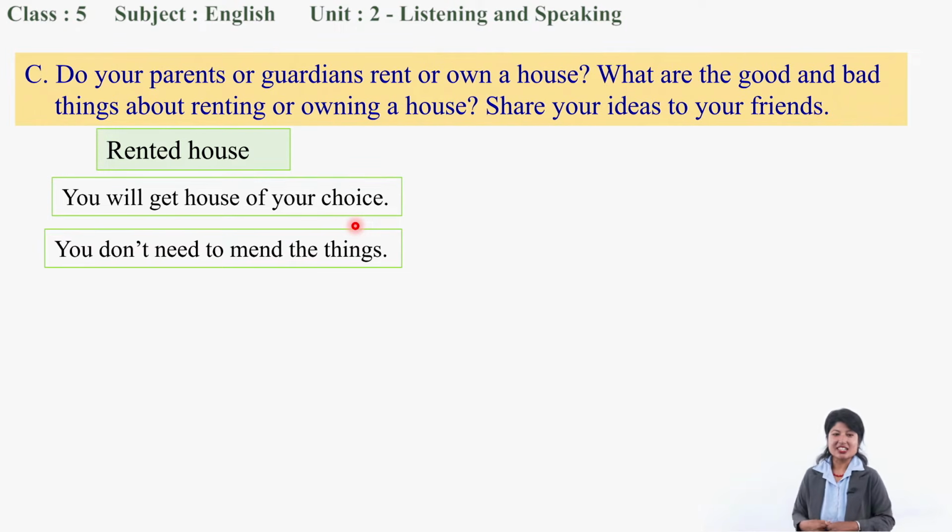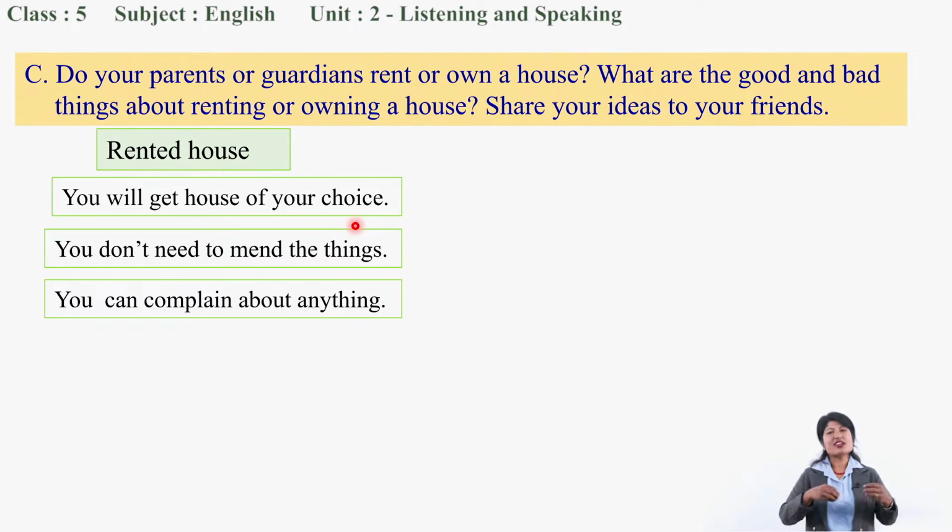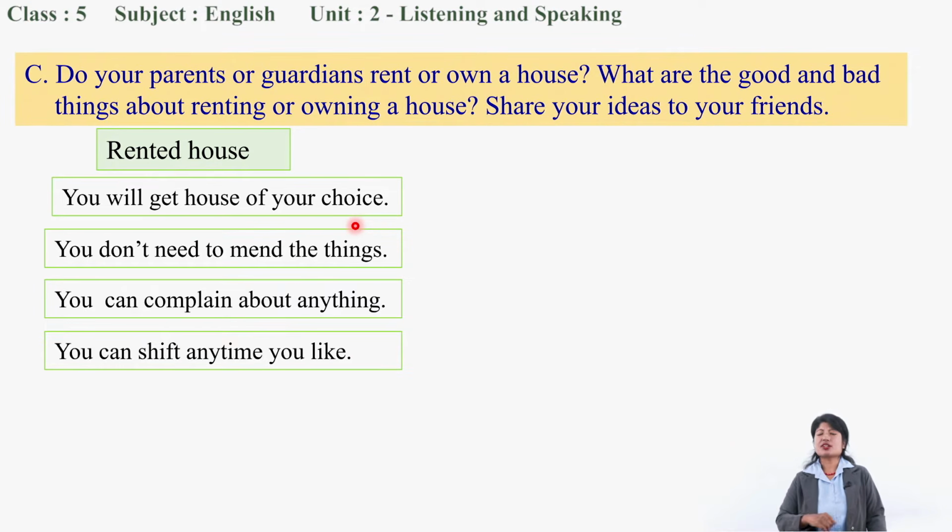That's the good point. And the next one is, you can complain about anything. Not anything, I mean, if there are no problems you can't complain, but whatever problem comes, you can complain about that to the owner. That is a positive aspect of a rented house. What else? Come on, remember? Yes, next could be this one. You can shift anytime you like. Okay, if you do not like to stay in that area or that house, you can shift anytime you like. That is also one good point.